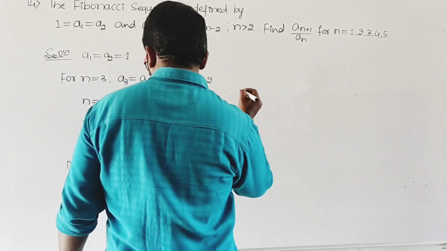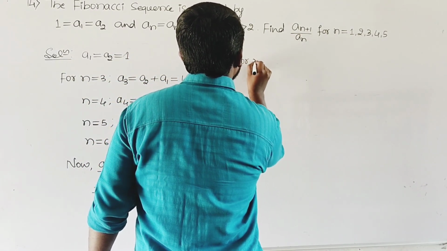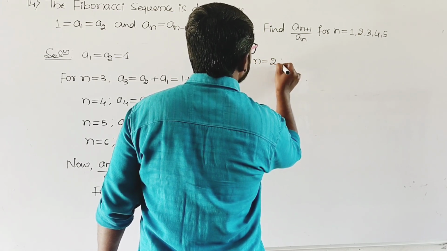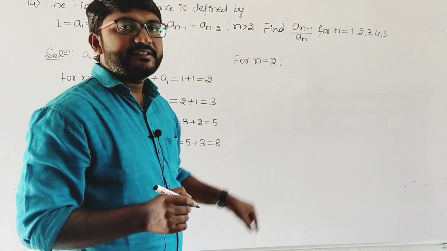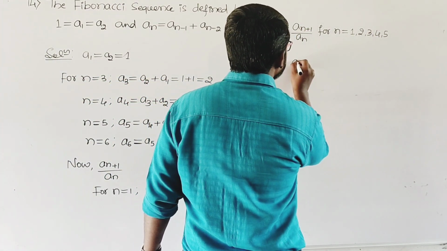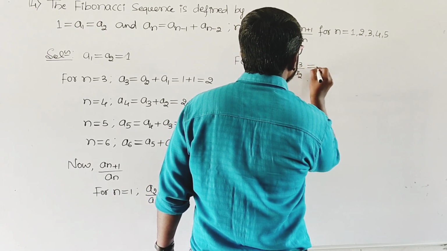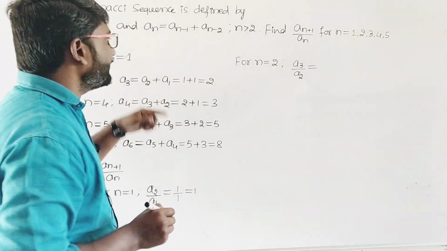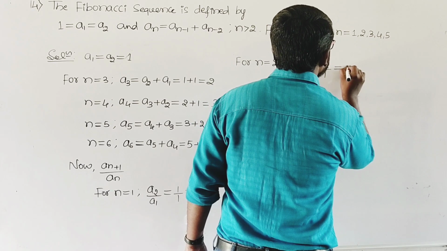Next we will have to go for n equal to 2. What do we get now? Substitute 2 here. 2 plus 1 it is 3. You get a3 by a2. What is a3 here? a3 it is 2. 2 by 1 it is 2.